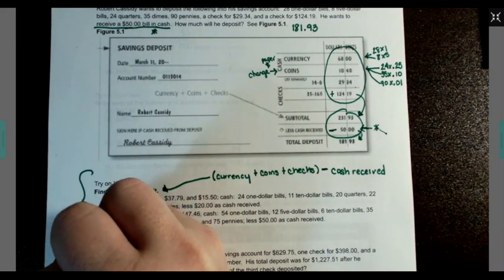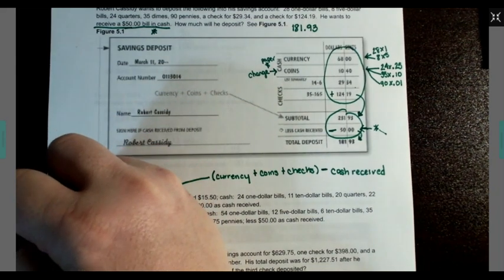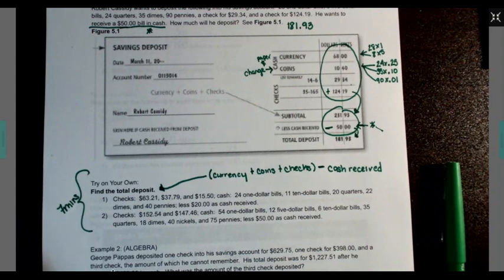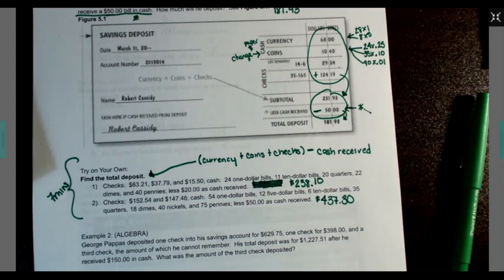I want you to pause your videos for about 7 minutes and answer questions 1 and 2. Try on your own. Pause your video now. As you can see, the answers to questions 1 and 2, try on your own, have been provided. Take a moment to check over your answer and make sure you got that right. And then move on to the debriefing question that follows.